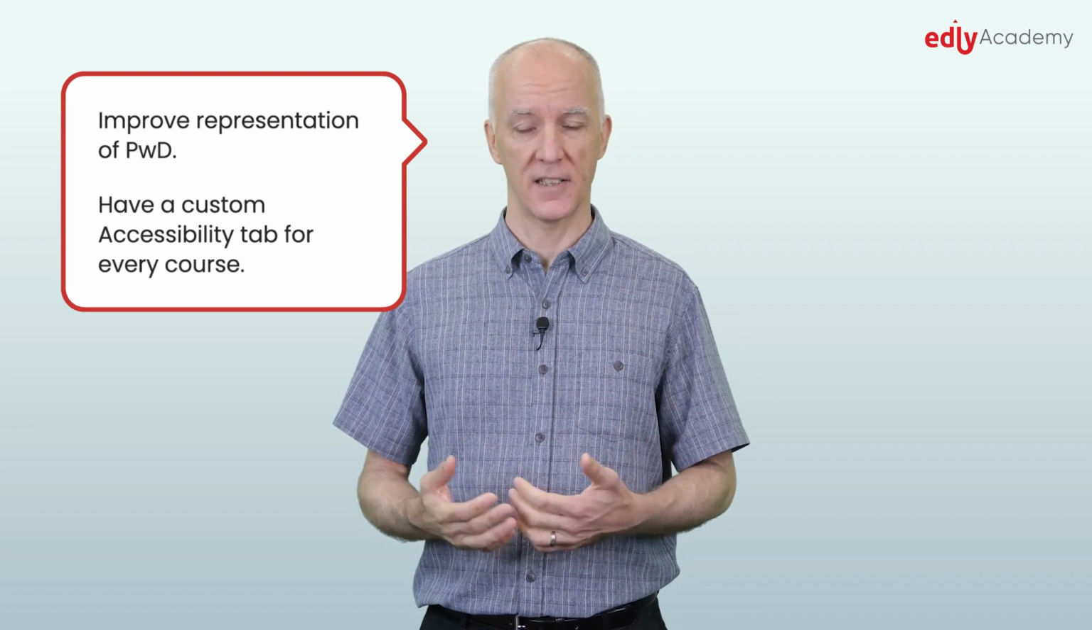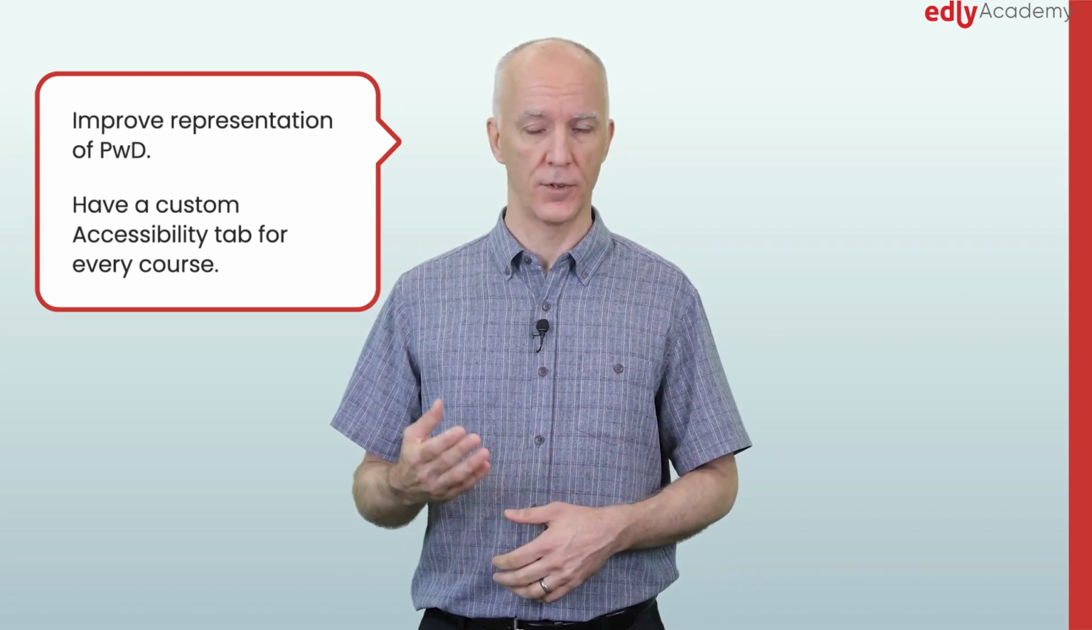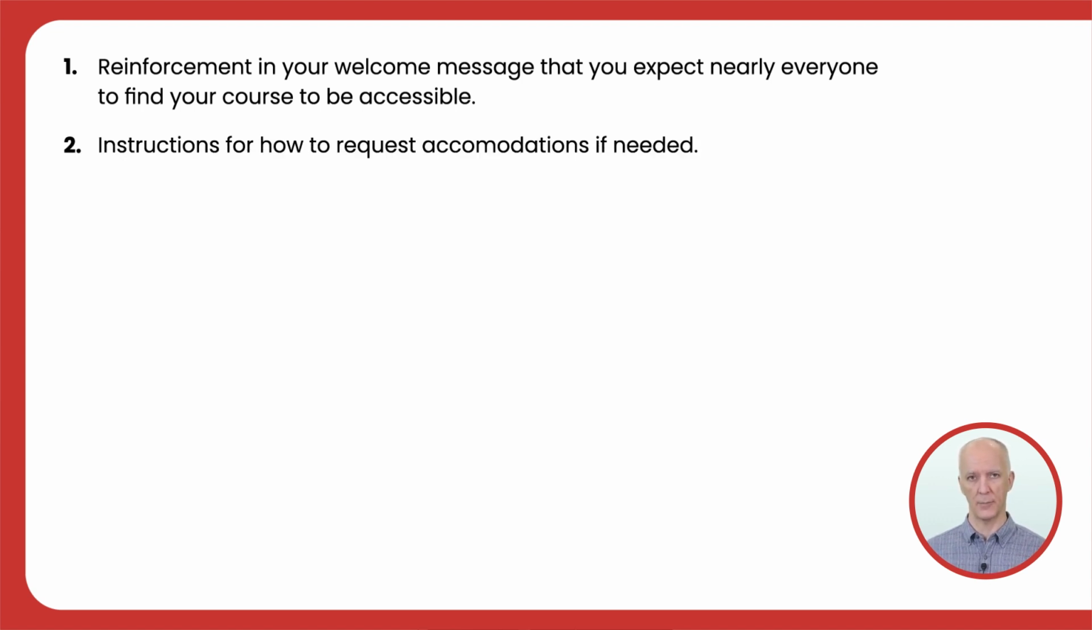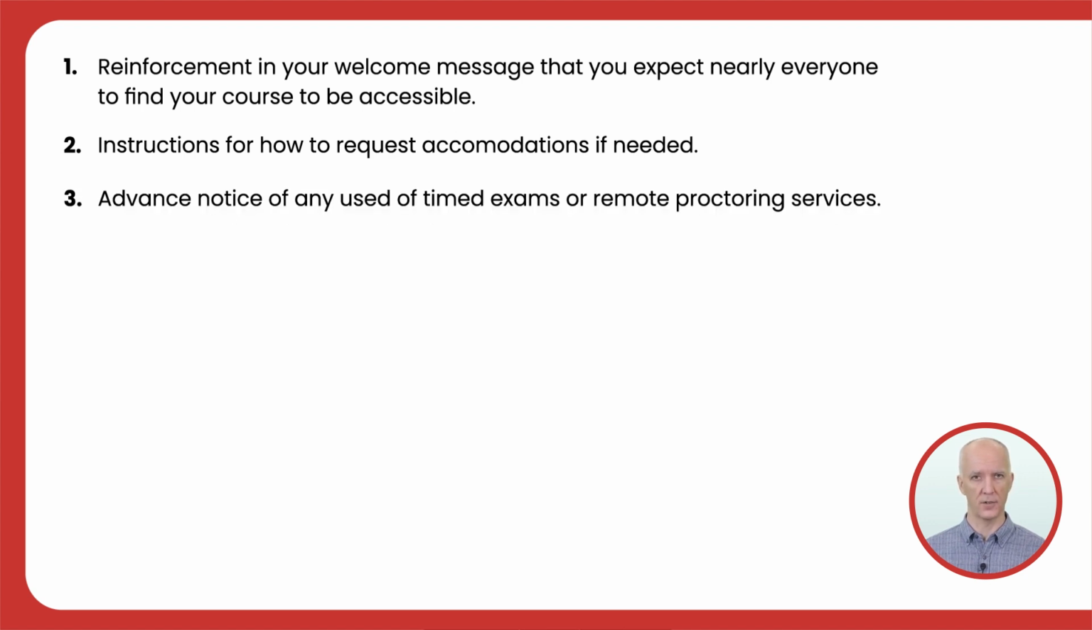Have a custom accessibility tab for every course, which can include Number 1, reinforcement in your welcome message that you expect nearly everyone to find your course to be accessible, especially if they communicate their accessibility needs early. Number 2, instructions for how to request accommodations if they're needed. Number 3, advance notice of any use of timed exams or remote proctoring services.